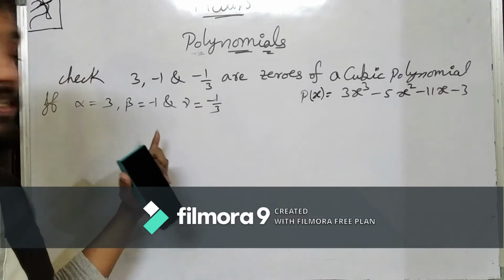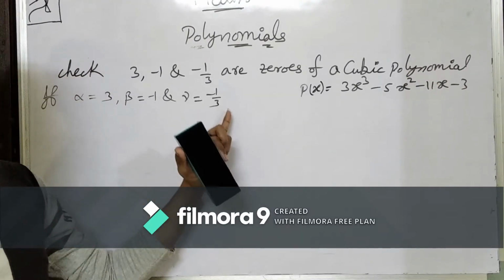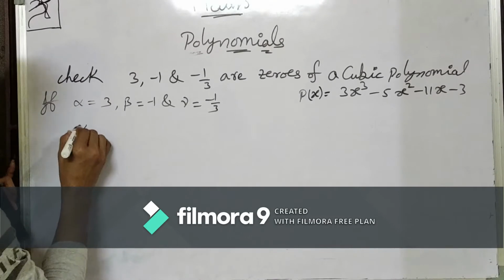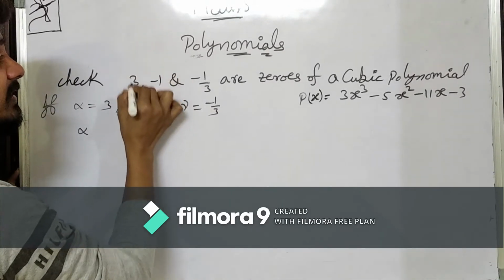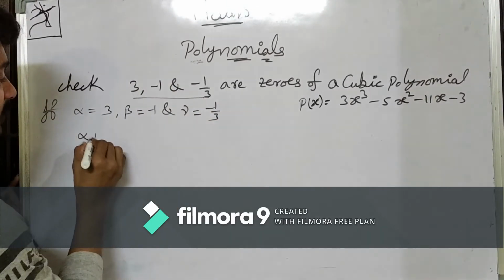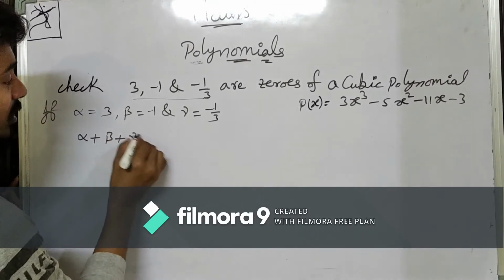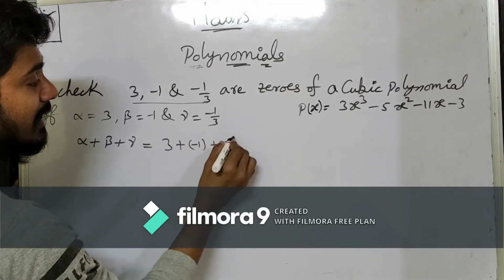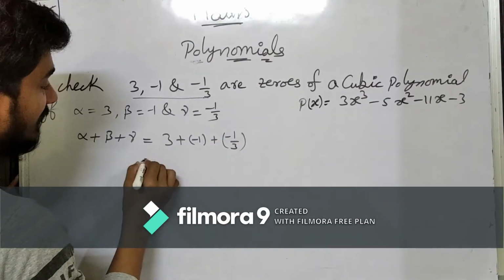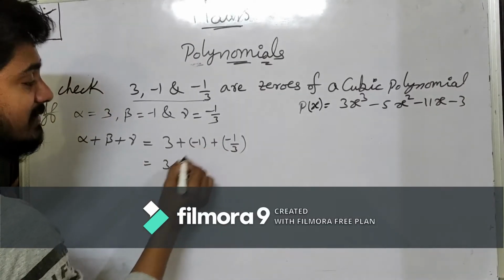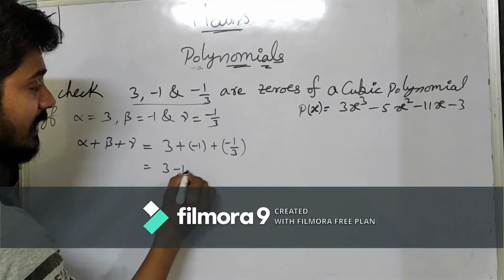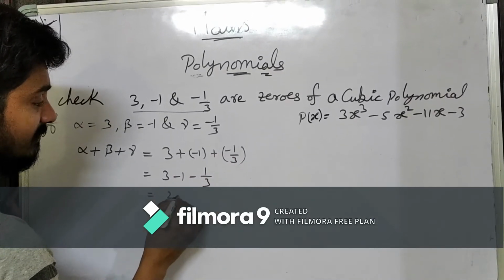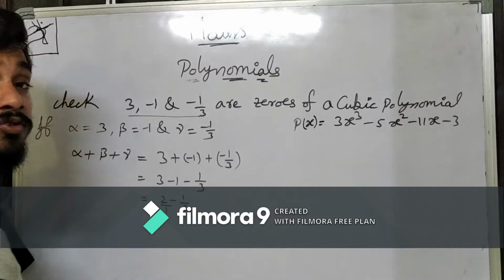If alpha equals 3, beta equals minus 1 and gamma equals minus 1 by 3. Sum of the zeros means, from these three zeros, alpha plus beta plus gamma equals 3 plus minus 1 plus minus 1 by 3. That means 3 minus 1 minus 1 by 3. 3 minus 1 is 2, so 2 minus 1 by 3. 2 means 2 by 1.